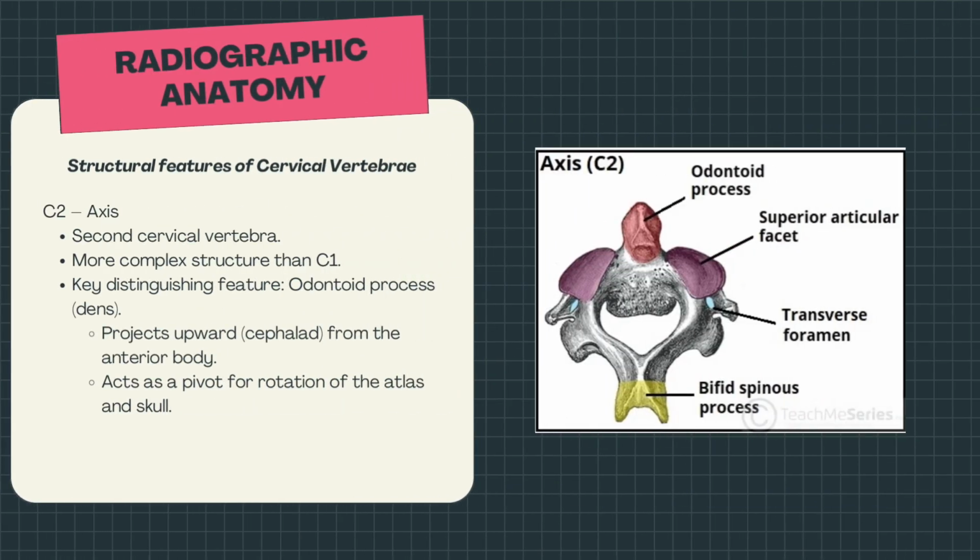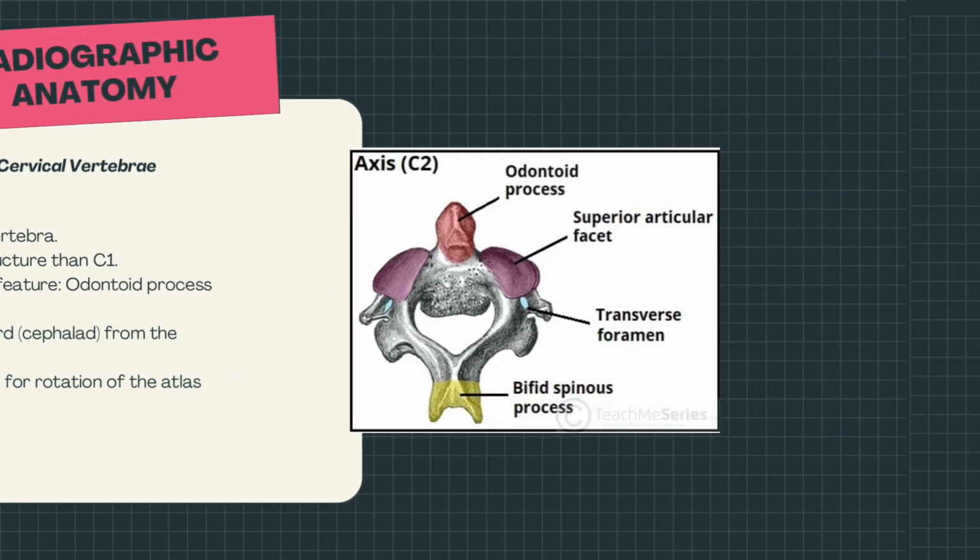Next is the structural features of C2, also called the axis. It is the second cervical vertebra and has a more complex structure than C1. The key distinguishing feature is the odontoid process, also known as the dens. The dens projects upward from the anterior body and acts as a pivot for rotation of the atlas and the skull.